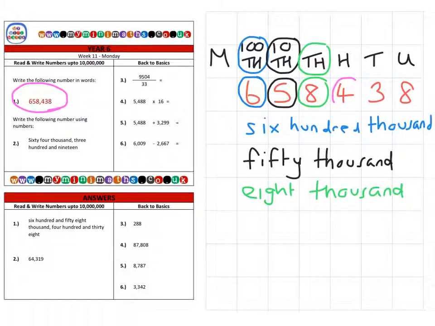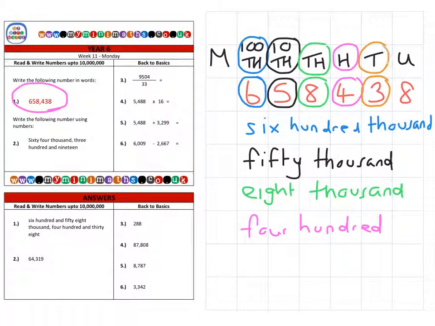Then into the hundreds column, we have 4 of those, so we have 400. Then the tens column, and we have 3 of those, so that's going to be 30. And then finally, in the units column, we have 8 single ones, so 8 units. So we just write that as 8.